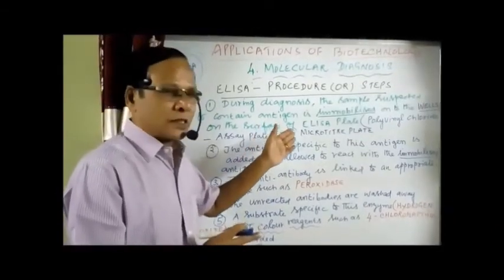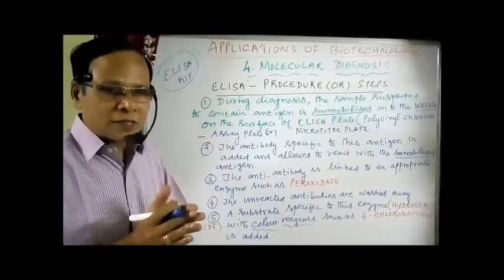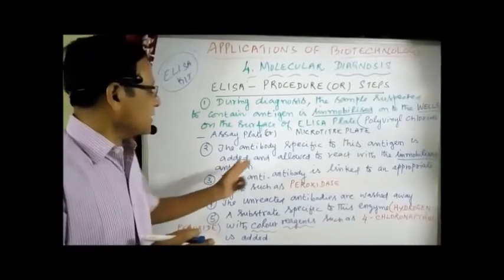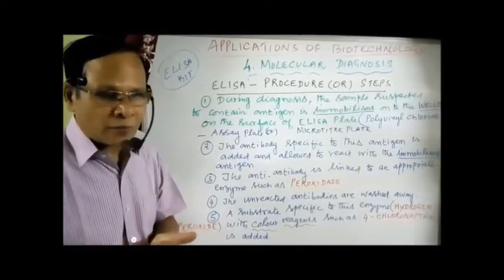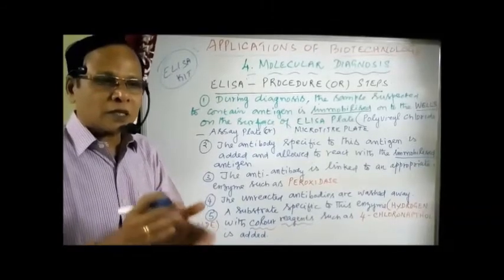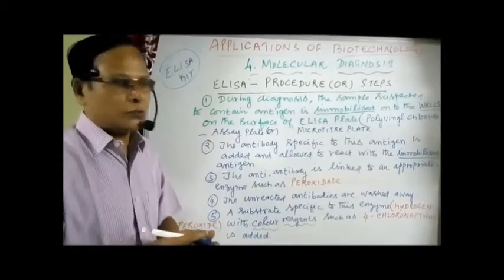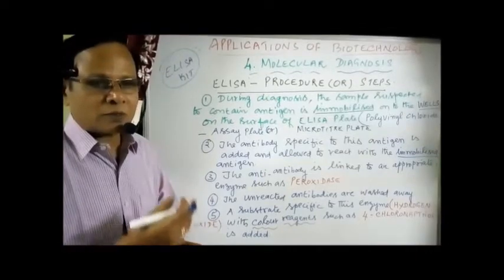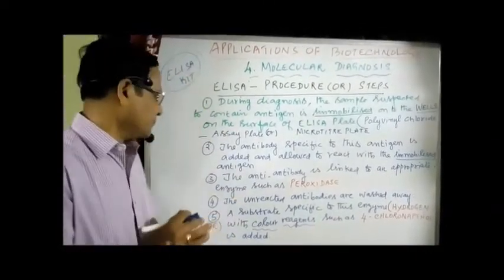I am just explaining only direct ELISA. Now the antibody specific to this antigen, the one which can react with this antigen, is added and allowed to react with the immobilized antigen. The antigen is immobilized. Now we are adding a buffer containing the antibody. The antibody is allowed to react with that antigen, and it is added to the well, the chamber, the glass vessel or test tube found in the ELISA kit.